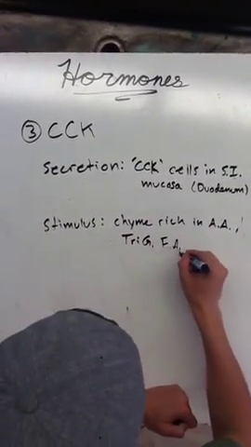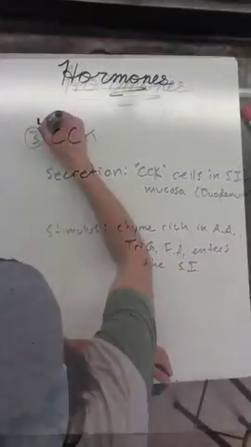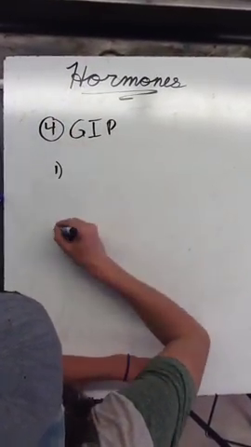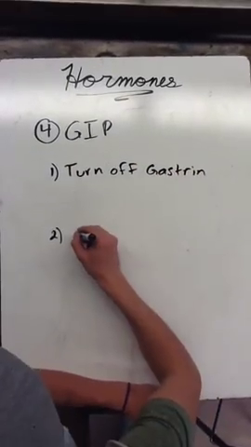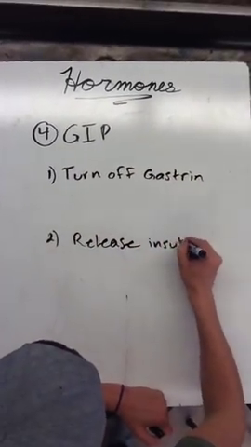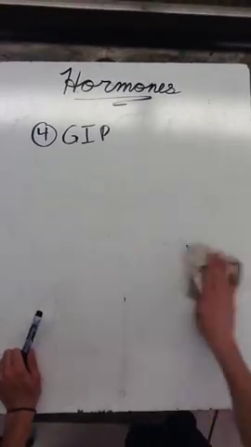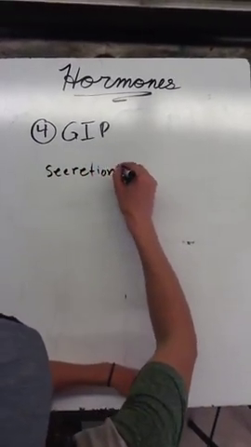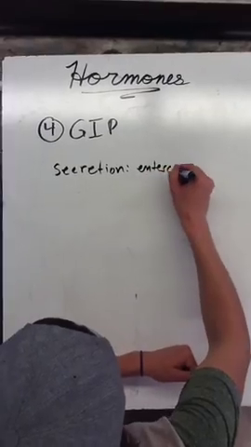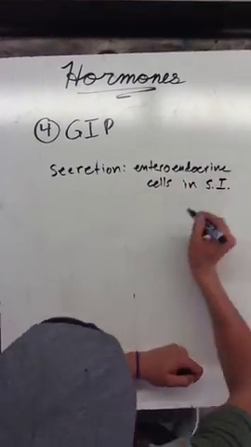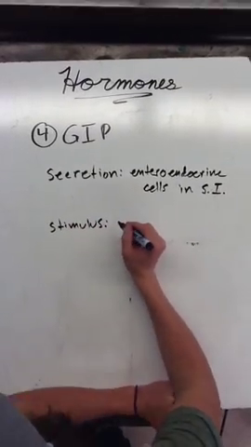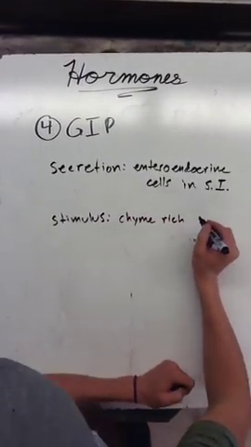The fourth and final hormone is called GIP. GIP has two main functions. The first is to turn off gastrin, and the second is to release insulin into the bloodstream. The secretion of GIP happens in the enteroendocrine cells in the small intestine. These cells are found lower down than the CCK cells. The stimulus of GIP is when chyme, rich in triglycerides, fatty acids, and glucose, enters the small intestine.